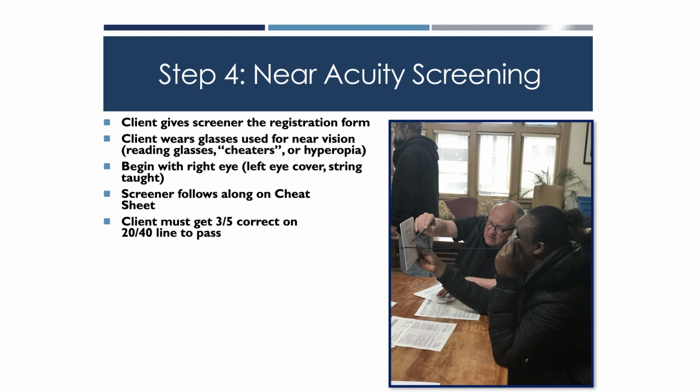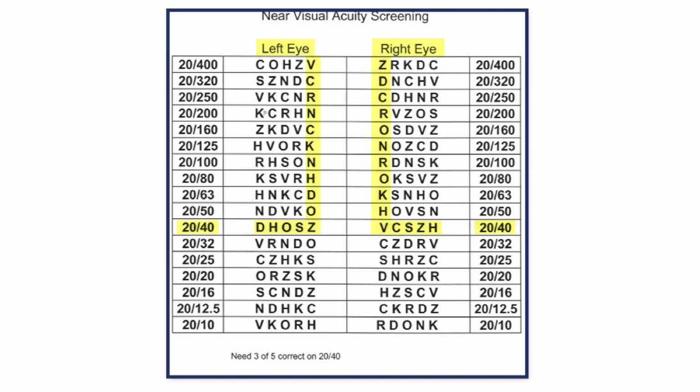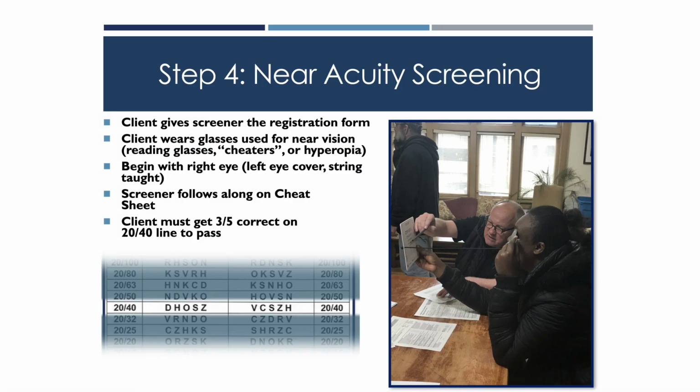on your cheat sheet. The critical passing line for near acuity for adults is the 20/40 line. Once the adult reaches the 20/40 line, they must get 3 out of 5 letters on that line to be considered passing in that eye. You will see on the cheat sheet, we highlighted over the passing line. So you can simply stop if they get down to that passing line, tell them to please read across on that line and document how many they get correct. Again, 3 out of 5 on the 20/40 line is considered passing for adults.